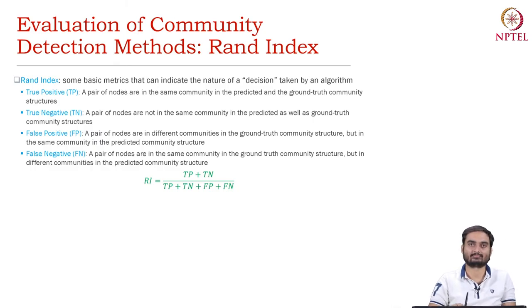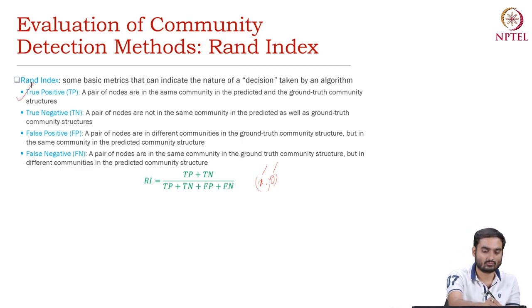What do we mean by true positive here? We take all pairs of nodes, and we already know the ground truth and the detected community structure. Let's take a particular pair X, Y. If according to the ground truth both nodes belong to the same community, and according to the algorithm both nodes belong to the same community, then this is a true positive. Ground truth wise, they should be in the same community, and your algorithm also says they are in the same community. So your algorithm says positive with respect to whether they belong to the same community, and your ground truth also says this is true. This is a true positive.